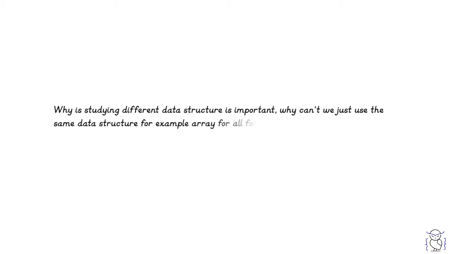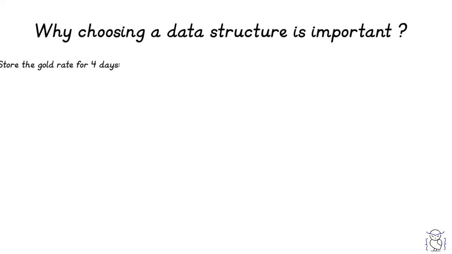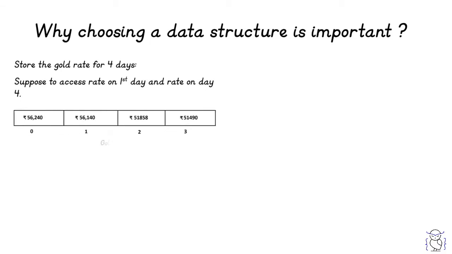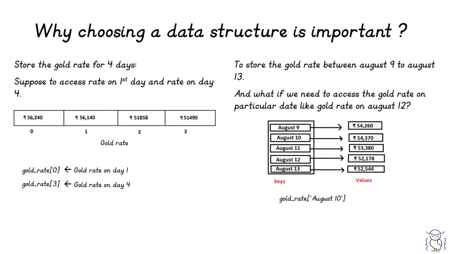Why can't we just use the same data structure, for example, arrays, for storing all the data? We will see why we need different data structures with the following example. Suppose we store the gold rate for 4 days. What we want is to access the gold rate for the first day and the 4th day. Since here accessing is sequential, we make use of a list.